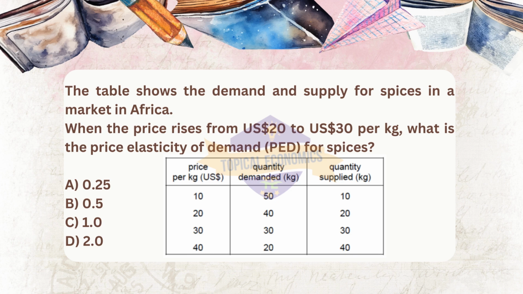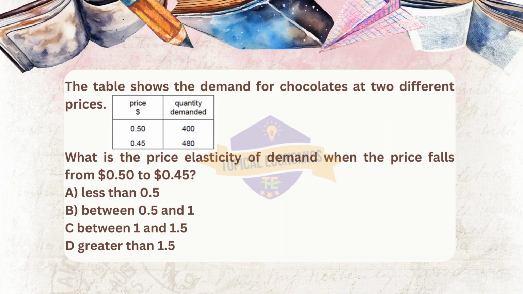Moving on to question 19. The table shows the demand for chocolates at two different prices. What is the price elasticity of demand when the price falls from 50 cents to 45 cents? A. Less than 0.5. B. Between 0.5 and 1. C. Between 1 and 1.5. D. Greater than 1.5. This question is from year 2018 February-March version 2 paper.